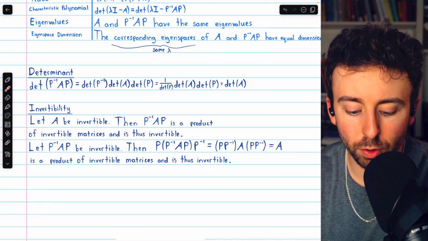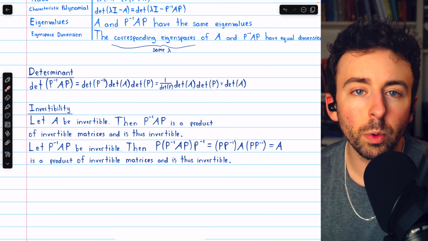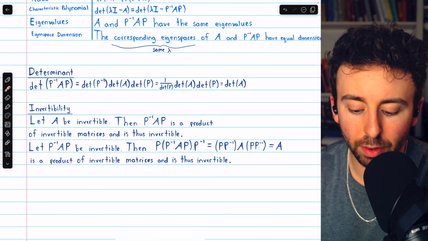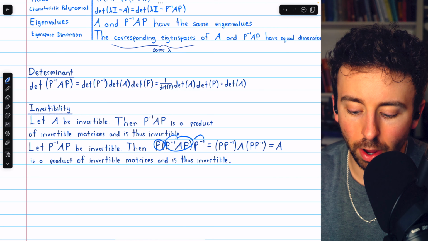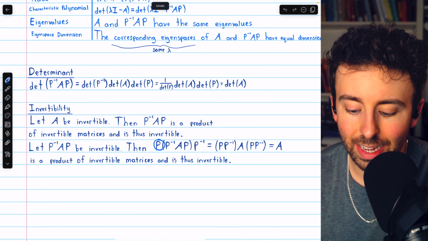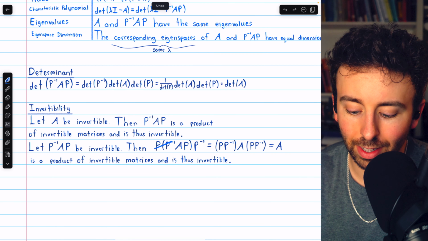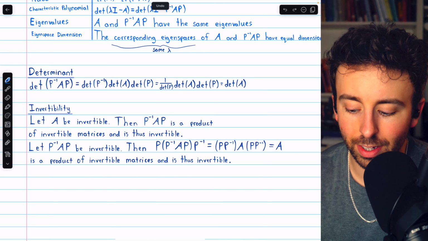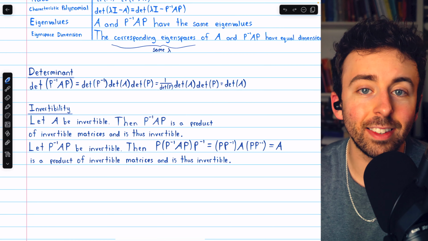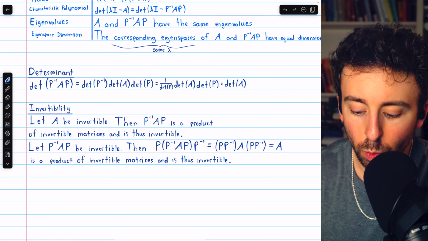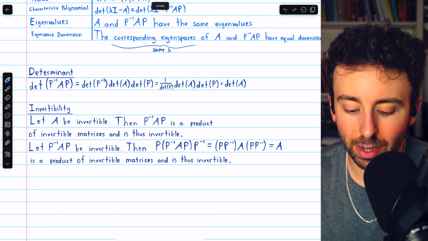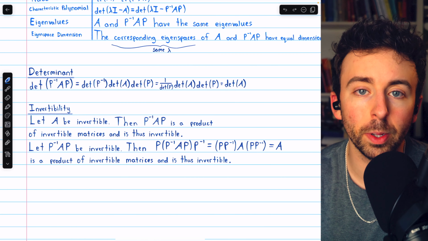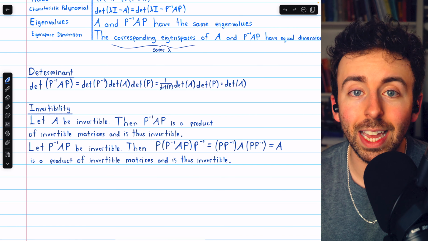On the other hand, if we assume P inverse AP is invertible, well then suppose we multiply this on the left by P and on the right by P inverse. Then this here is again a product of invertible matrices, but what is it equal to? Well, P and P inverse cancel out, and P and P inverse cancel out, so in fact, this product of invertible matrices is equal to A. Since A is equal to a product of invertible matrices, we have that A is invertible. So indeed, a matrix is invertible if and only if a similar matrix is invertible. So invertibility is a similarity invariant.